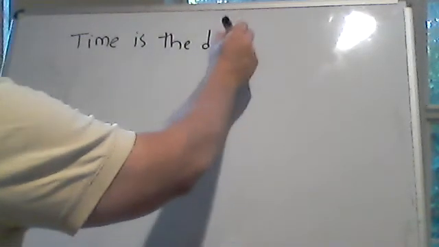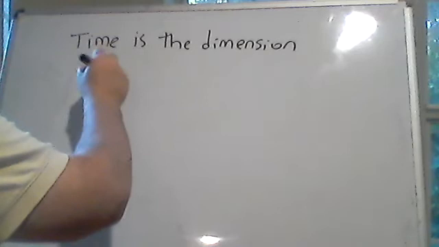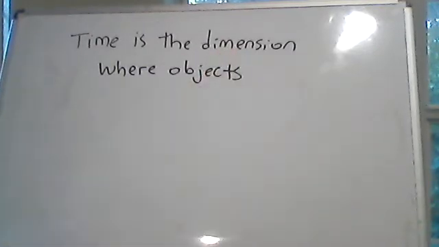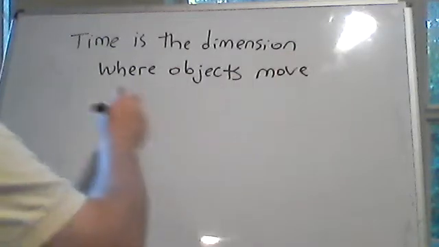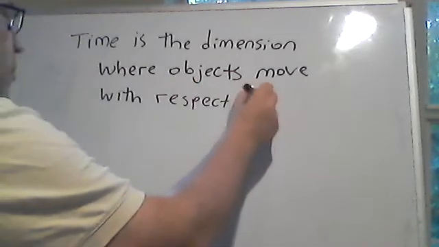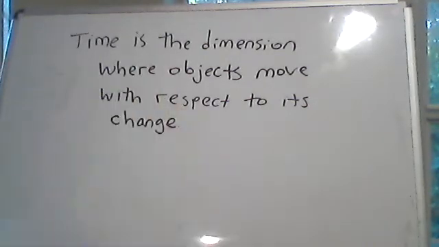So time is a dimension in which everything changes. All right. So time is the dimension in accordance with which objects move with respect to its change. And again, that's not obvious. If it's obvious to us, it's because we live in the times in which we live.